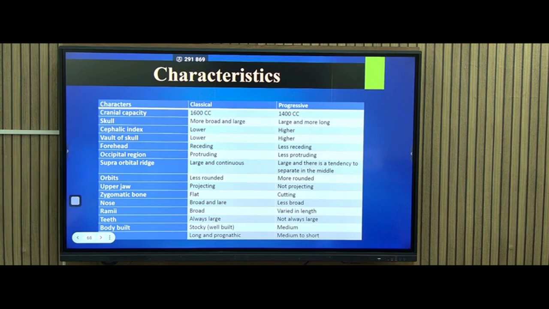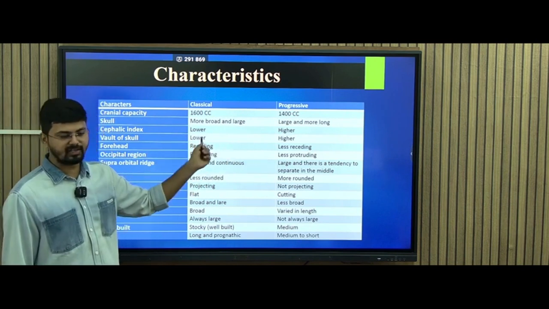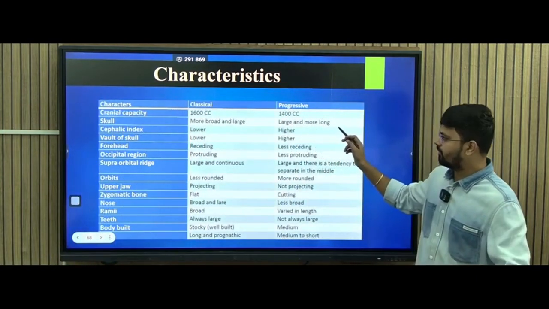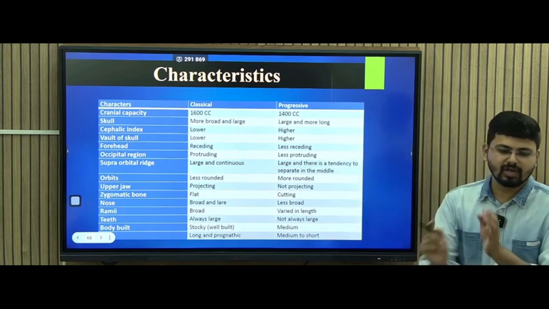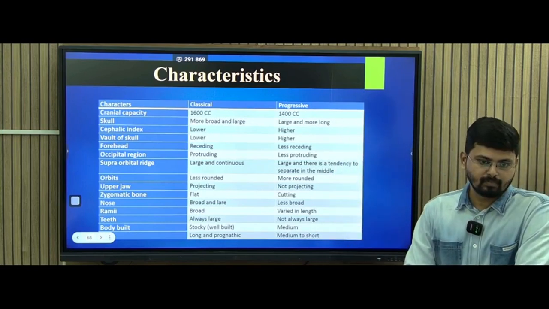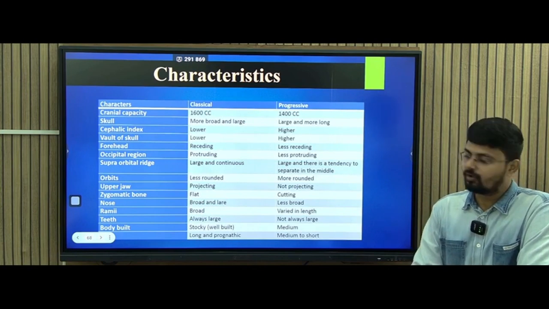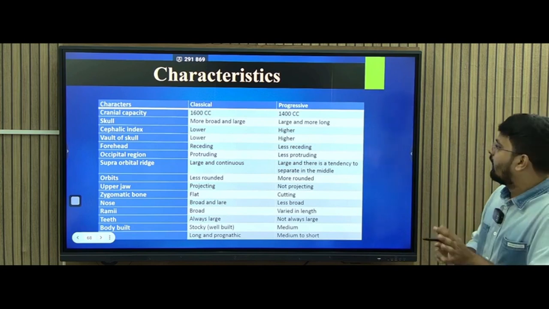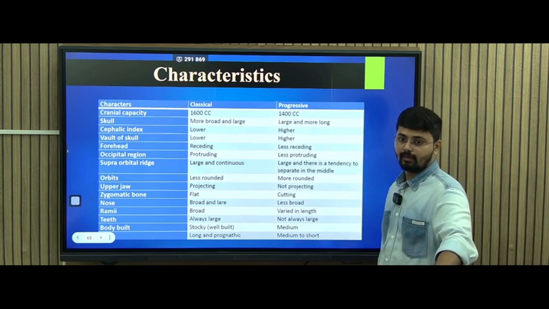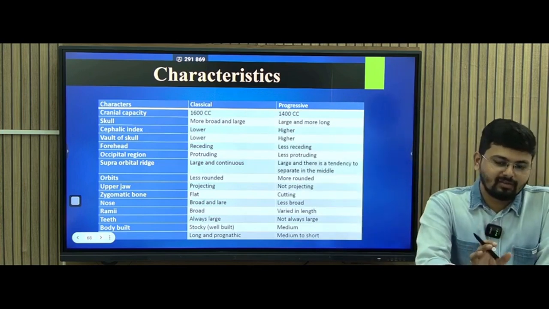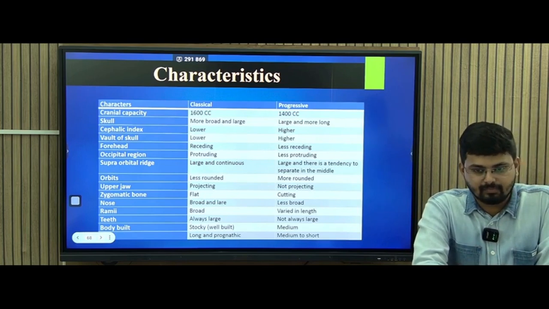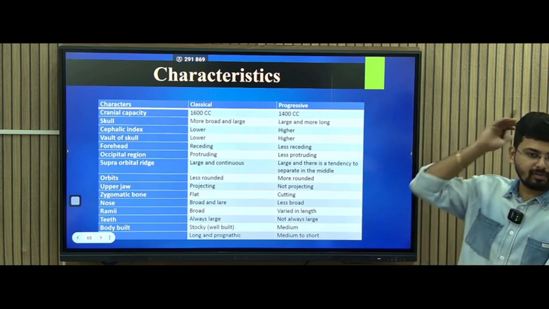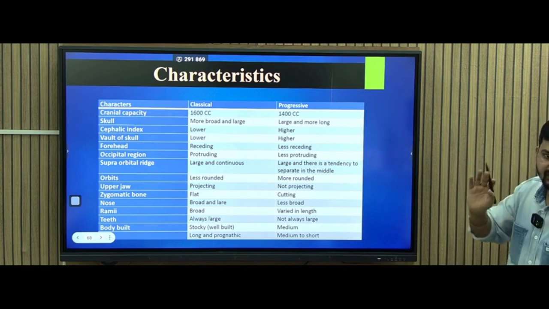You can see the features, that cranial capacity difference, 1600 and 1400. Skull is large and more long in the progressive. So progressive one is more closer to humans. Because of that reason only we have called it progressive, because features are more closer to humans. But cranial capacity is high in classical. I told you why, despite having larger brains, they are not intelligent. The reason is the development of the posterior part of the brain, which is not the intelligent area.